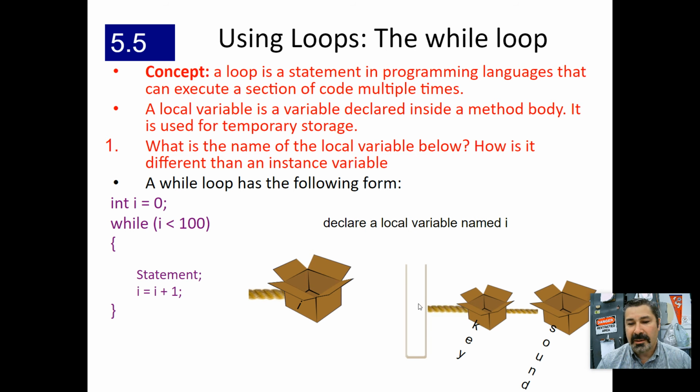Okay, so key and sound work everywhere. They belong to this guy. They last forever. Int i belongs to the method. It only works here. It disappears very quickly. Okay, so the i belongs to this method, whereas the key and sound belong to the object.